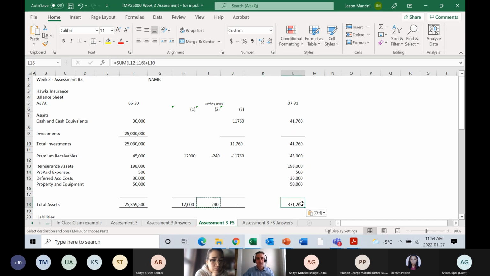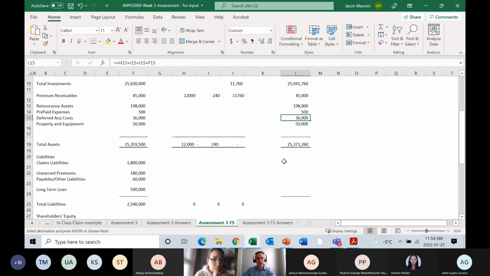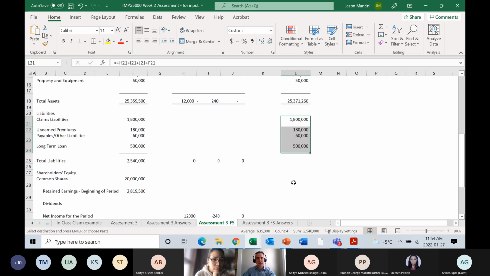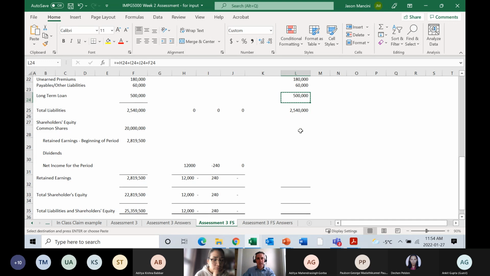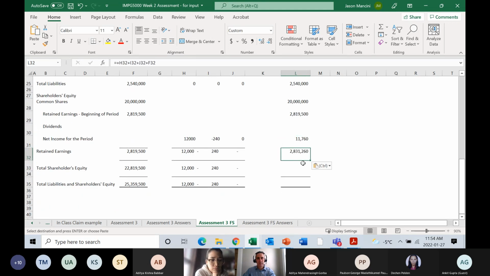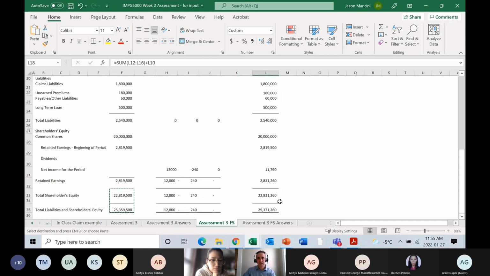So our assets, what is happening here? Okay, so here's what our new balance sheet, our assets look like after we put through those three transactions. But we still have to be in balance, of course. So our liabilities in these examples haven't changed. But our equity did change. So I'm just adding our opening plus this activity that we had. So now let's just do a check that our total assets, 25,371,260, is the same. Our assets still equal our liabilities.